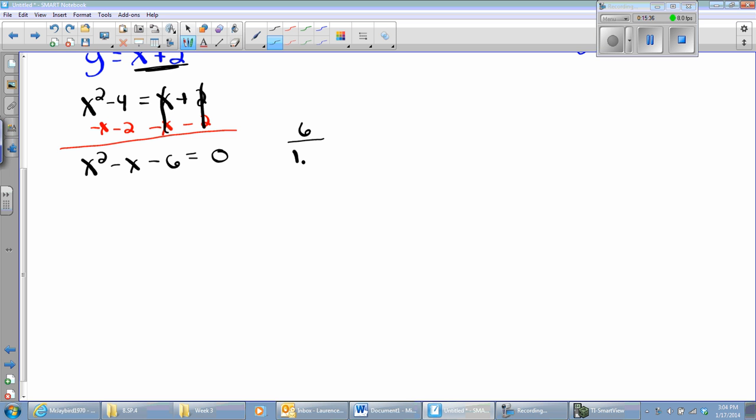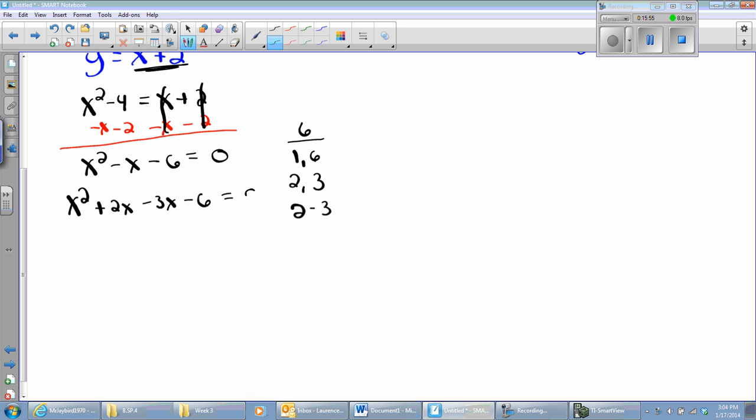I have 1 and 6 and 2 and 3, and I need them to subtract to get negative 1. Well, that's going to be 2 minus 3. So I'm going to rewrite this as x squared plus 2x minus 3x minus 6.